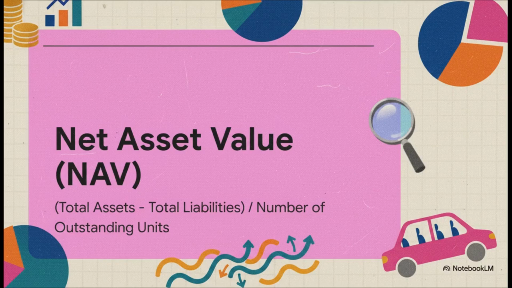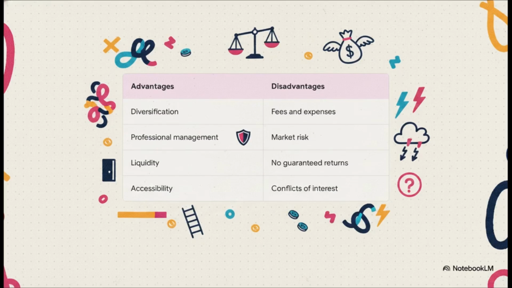It's a simple, elegant formula. You take the fund's total assets, subtract any liabilities, and just divide that by the number of outstanding units. That per unit price gives everyone total transparency into exactly what their slice of the pie is worth on any given day. But, as we all know, there is absolutely no free lunch in finance.